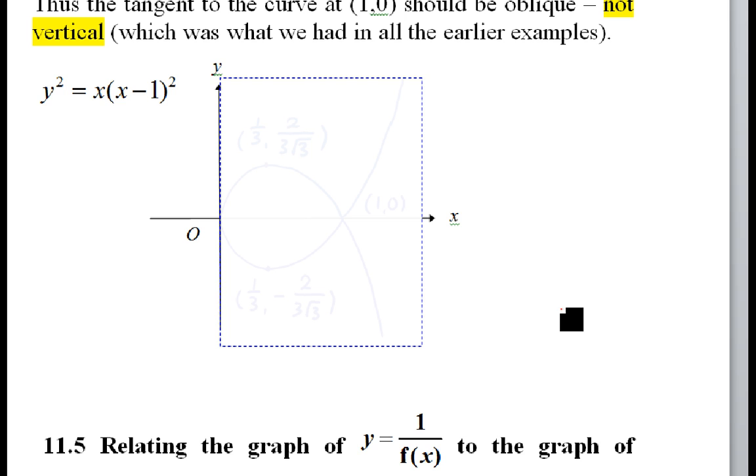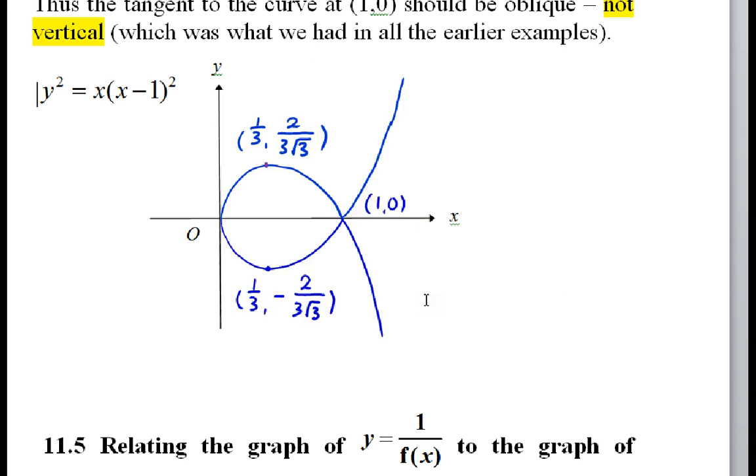Okay, so when we sketch this, the thing to note is at this point is a vertical tangent. However, at this point, it is what we call an X shape. We call it an X shape because at this point the gradient is 1, and over here the gradient is -1. Do you follow what I'm saying?